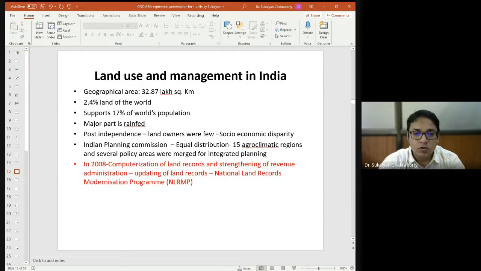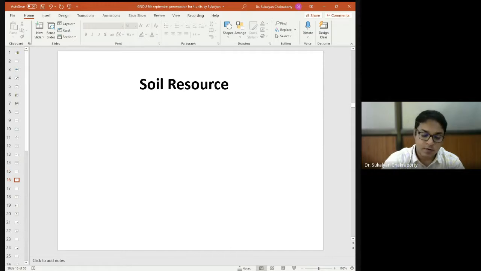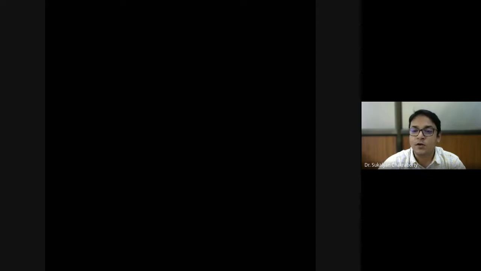I think you can go through this data pertaining to land use management in India. If you have any questions, we can have a quick round of discussion on land resource, and then I move on to soil resources. Any question?